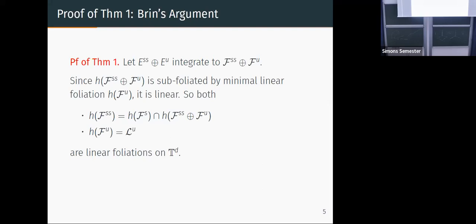That repeatedly uses the argument we mentioned yesterday, because you can make the intersections. Right now the jointly integrable one is subfoliated by minimal linear foliations, so it is linear. This stable foliation, which is linear, intersects with some linear one. This tells you your strong stable is also a linear foliation and it is quasi-isometric. And for unstable, it is the same. So they are quasi-isometric.